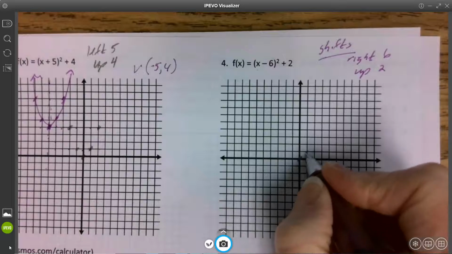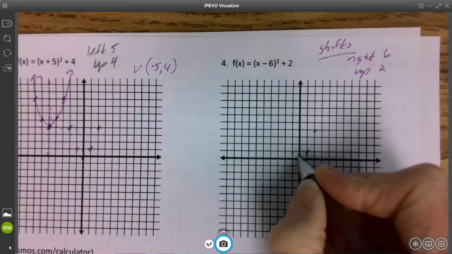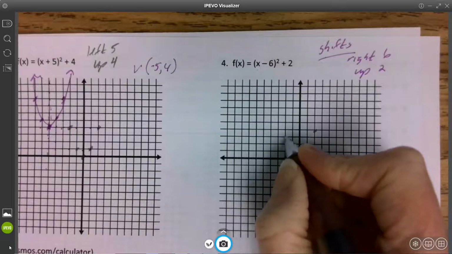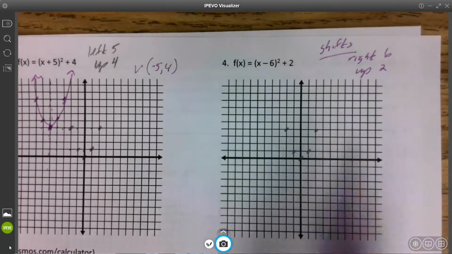0, 0, 1, 1, negative 1, 1, 2, 4. 1, 2, 3, 4. 1, 2, 1, 2, 3, 4. There's my parent function. Now, I'm going to do the shifts, but before I do the shifts, I want to show you one other option.